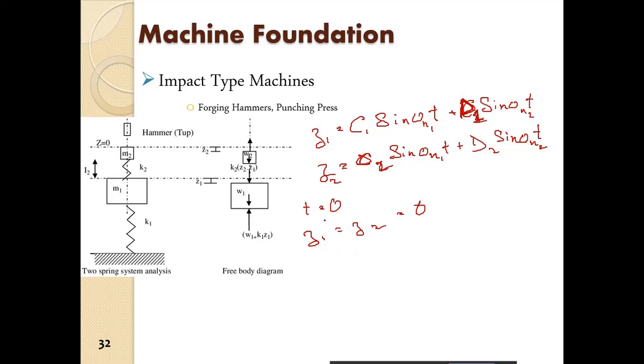Now at t equal to 0, this mass is resting, it is not moving, so the velocity v1 is equal to 0. But what about the mass m2? At mass m2, this hammer will fall and it will impart a velocity, suppose we can write v naught. So the velocity is equal to v naught at that time.